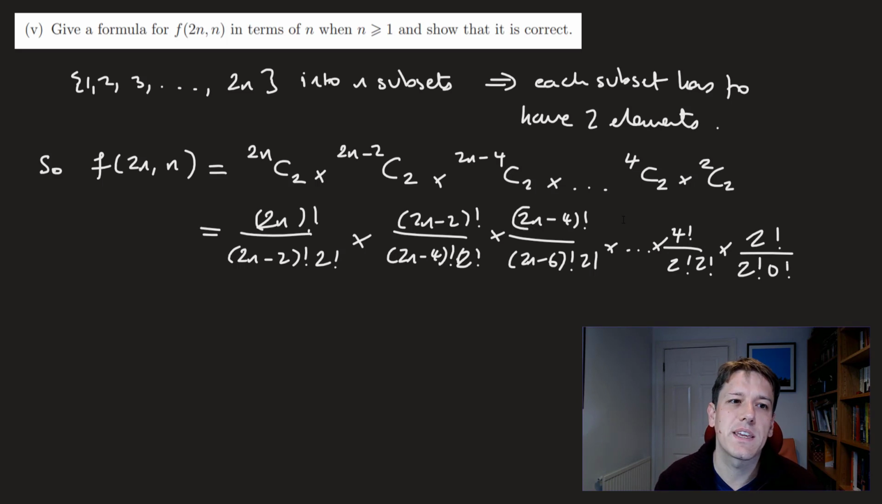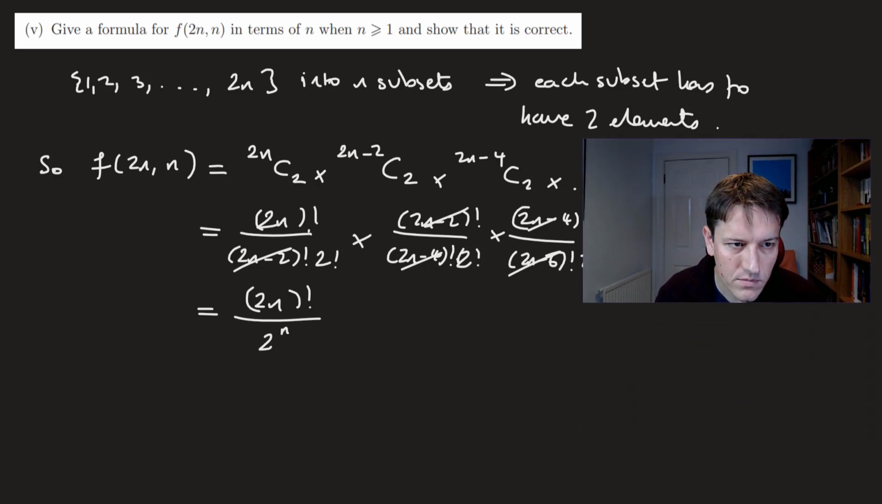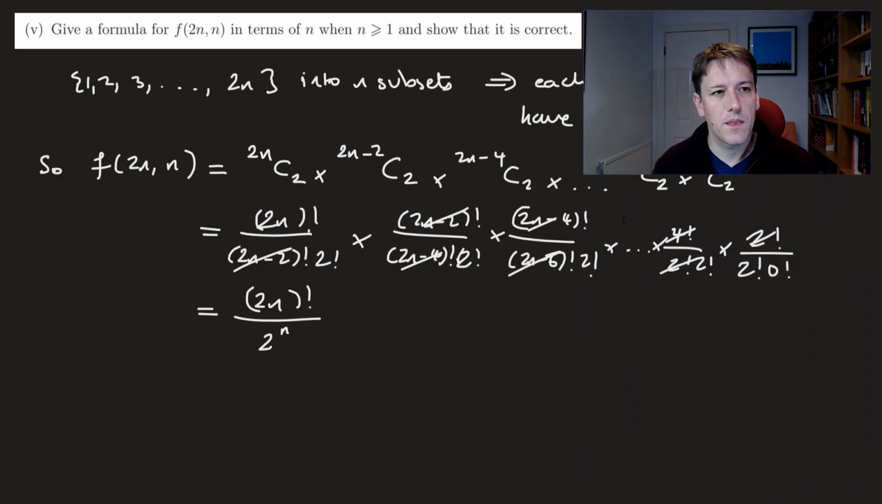The nice thing that's happening here is I get a cancellation in each of these terms, so these will all cancel, and what I'll be left with is 2n factorial, and then I've just got all these 2 factorials on the bottom, and there are n terms here, so I just end up with 2 to the n, because 2 factorial is just 2. So that's almost the answer.